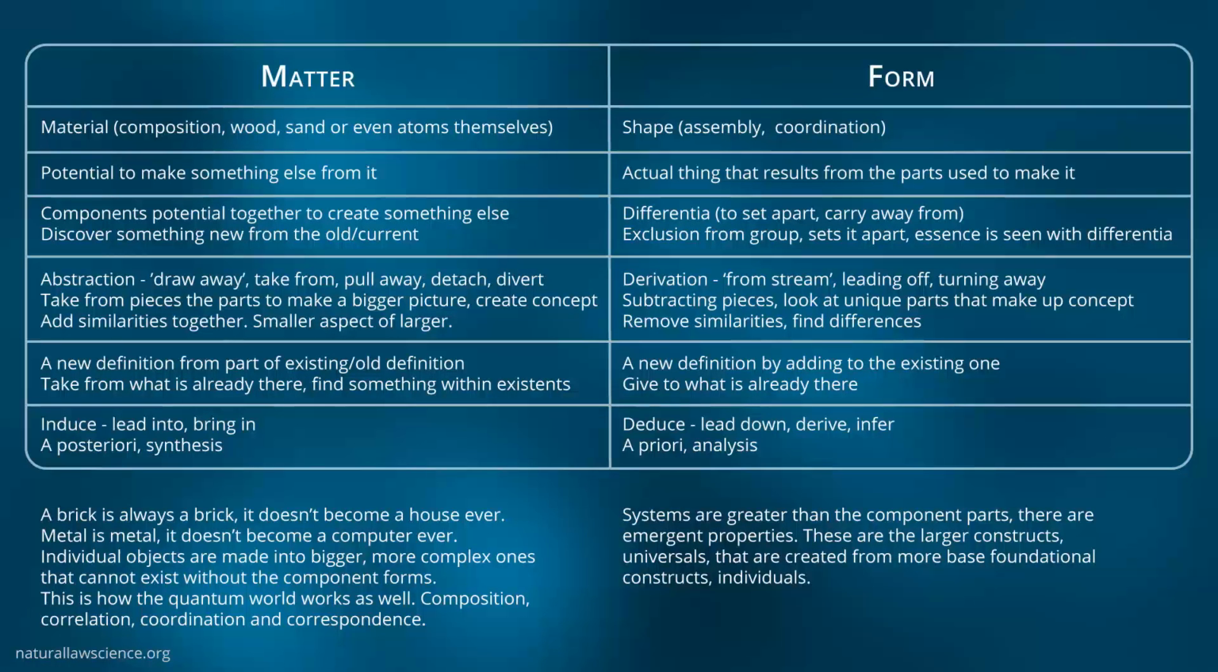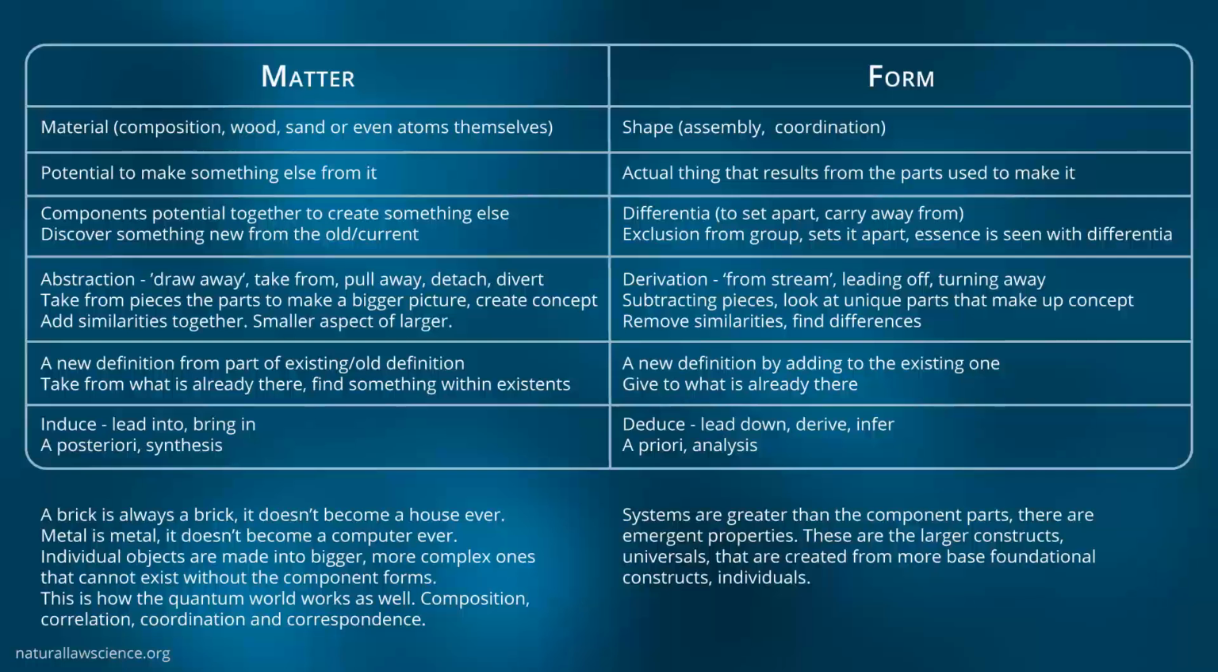Abstraction: it draws away. It takes from, pulls away, detaches, diverts. You take from the pieces, the parts, to make a bigger picture. That's how you create a concept, a universal, from the particulars, by abstracting from the pieces, the parts, to make that bigger picture. You add similarities together. It's smaller aspects of the larger. And that's how you get to the larger from those smaller ones.